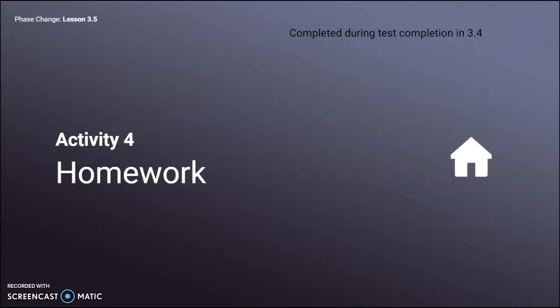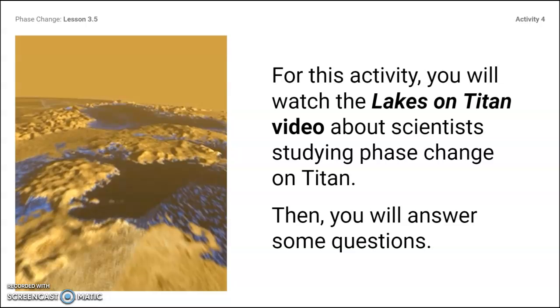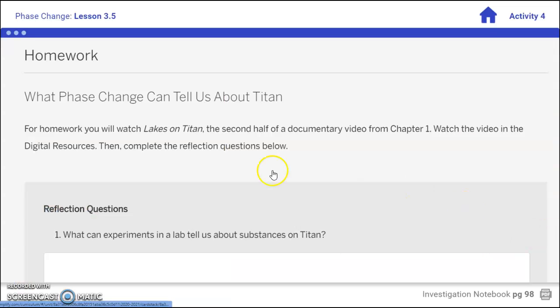All right, we're going to go on to activity 4. And yes, activity 4 is going to be completed today as well. So for this activity, you're going to watch the Lakes on Titan video about scientists studying phase changes on Titan. And then you're going to answer some questions. So hop into your lesson.